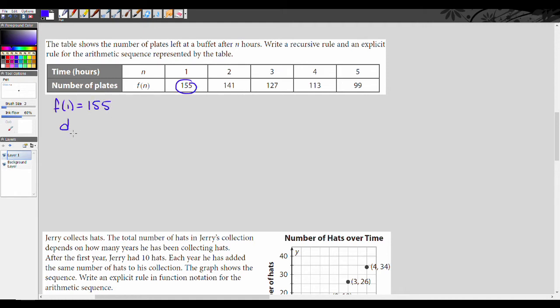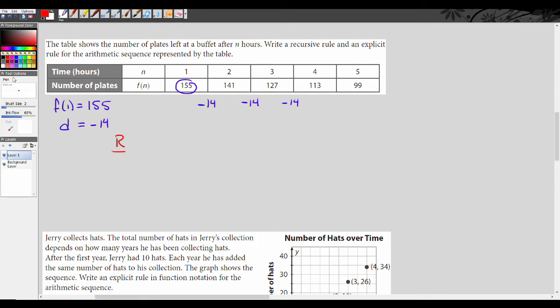And what is the common difference? Well, you can see here that we're actually subtracting, or adding negative 14. So that's my common difference. All right, so let's go ahead and write our recursive rule.